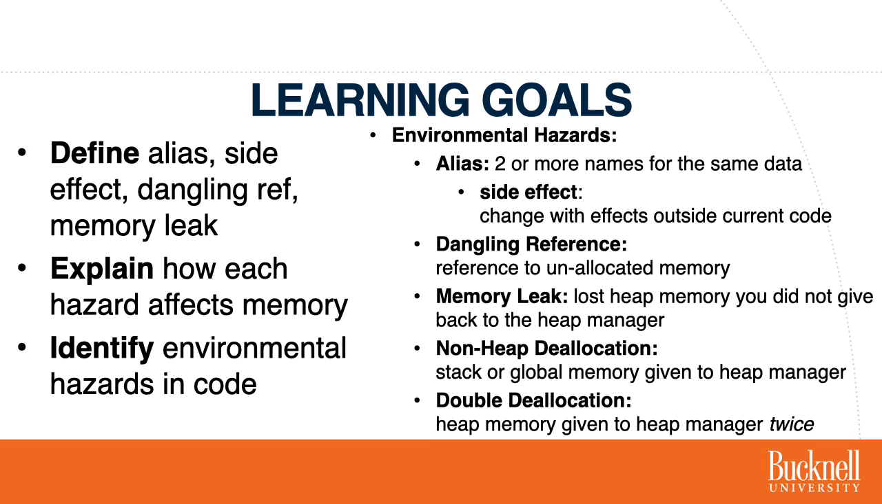As you've seen from this video, C++ allows you to create all of these environmental hazards. Java only allows unintended side effects from aliasing. What about Python? Or the other languages you've seen in this course, like Bash or Prolog? What environmental hazards can occur in your project language?